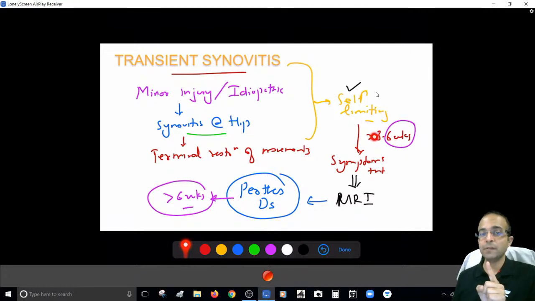So minimum after 3 weeks, preferably after 6 weeks, you should be getting the MRI done to check that it is only transient synovitis and not Perthes disease. By 6 weeks, the changes of Perthes will definitely come up on MRI if it is Perthes. Fine enough. So I hope you guys are clear with it.